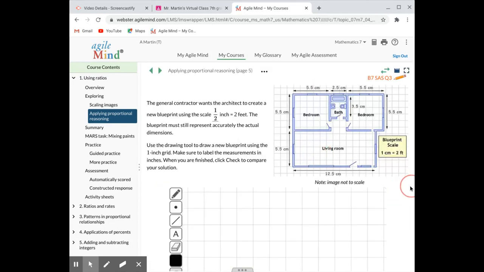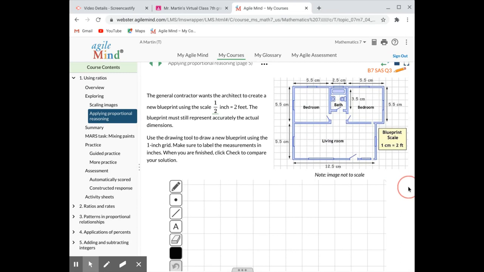So this is where it gets a little interesting. All right. We got to actually apply what we just learned to this. So, if you would, Hagen, would you read about this general contractor, please, sir?